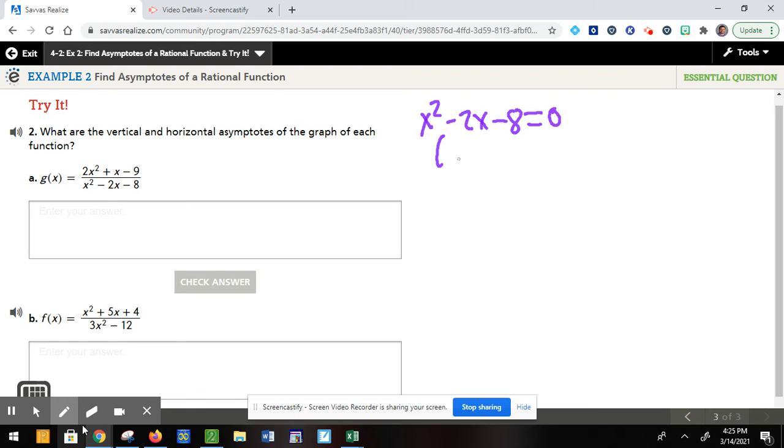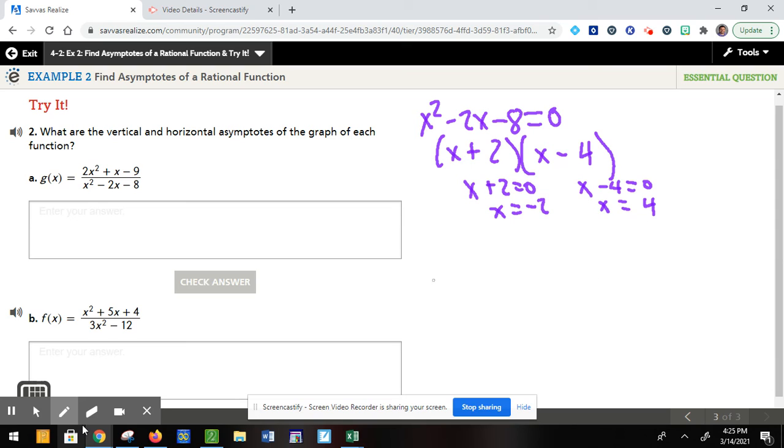Maybe it's not factorable. Signs have to be opposites, right? So I was thinking it was 4 and 2, but they... Oh, okay, I'm just not thinking properly. There we go.